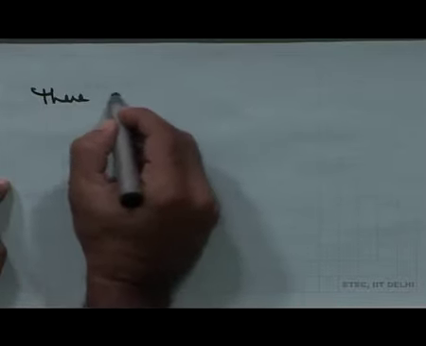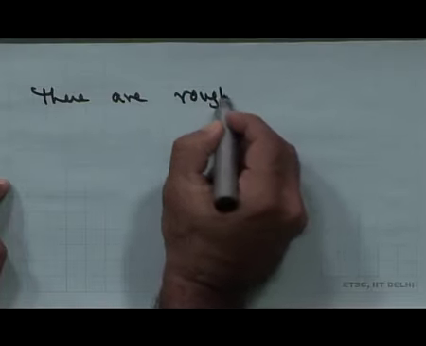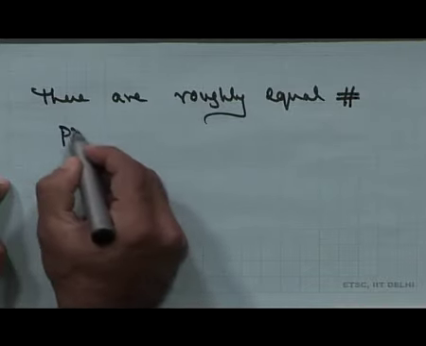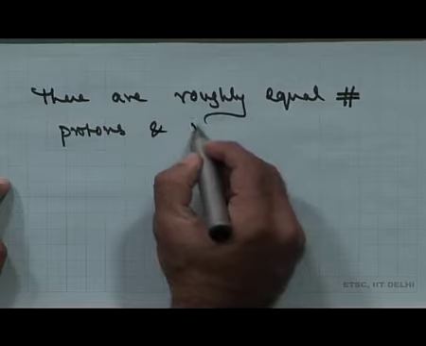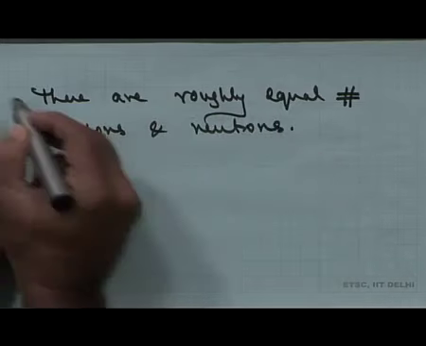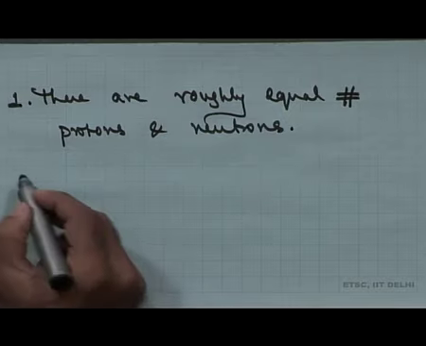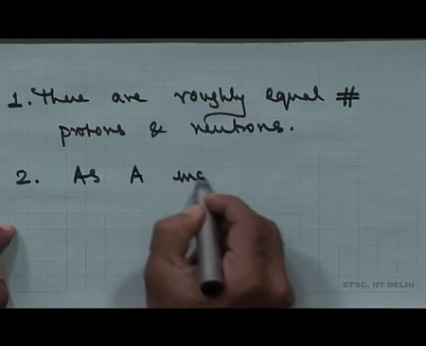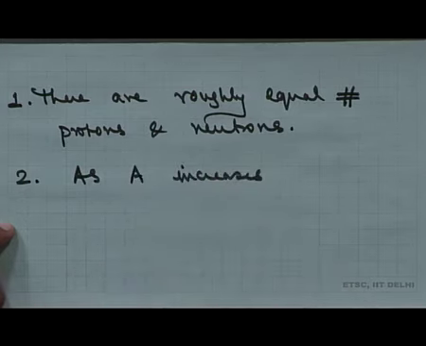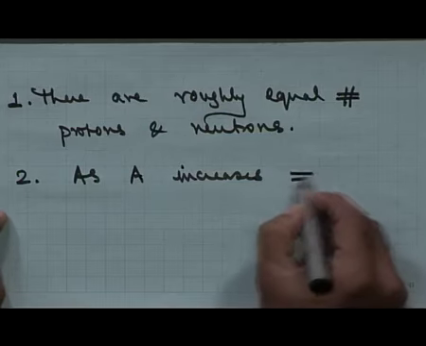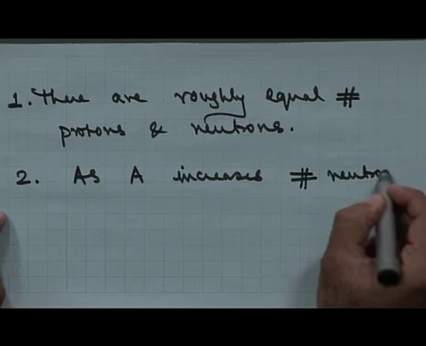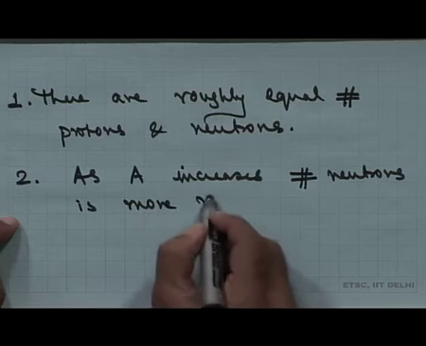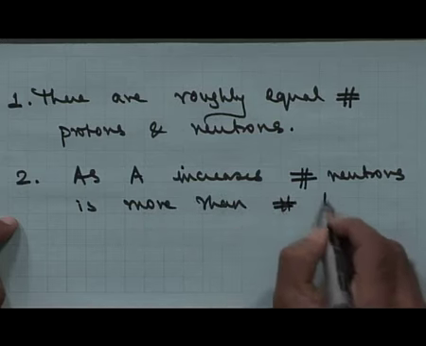There are roughly equal number of protons and neutrons. Number 1, that is something that you should look at. Number 2 that you should look at, as A increases, so let us say beyond 100, number of neutrons is more than number of protons.